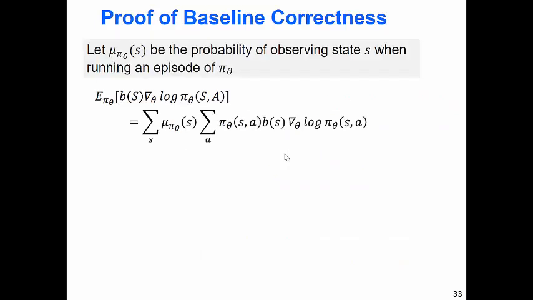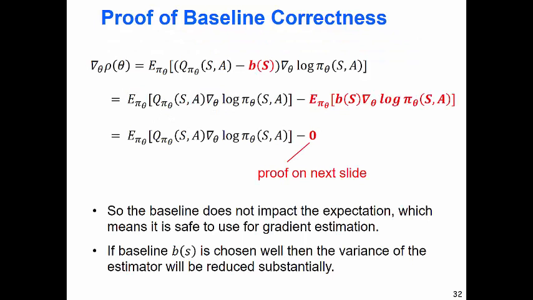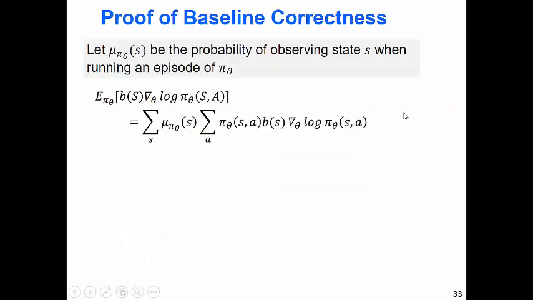All right, so what we want to do now is show why this expectation in red is 0. And that's a very short little derivation here. It requires a pretty common notation. So we're going to define this to be the distribution of states under pi theta, right? So mu in the subscript pi theta, that's the distribution of states. You run pi theta many times. What's the distribution of states that you see?